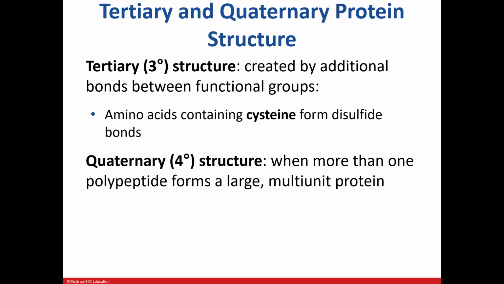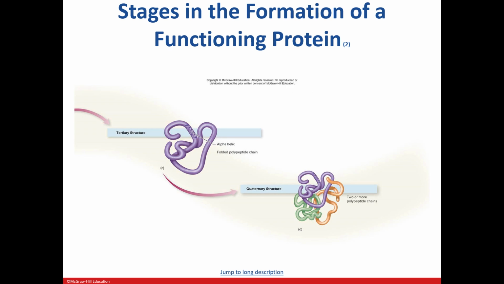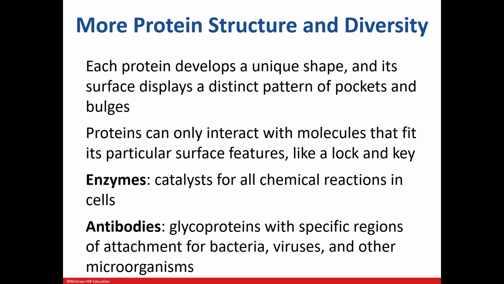In the tertiary structure, we see the formation of more bonds between the functional groups of the amino acids. Your quaternary structure involves multiple polypeptides combining. You can see the differences between the tertiary structure and quaternary structure. Here we can see at least 3 polypeptide chains. Every protein is constructed differently, and they each have their own shapes and can only bind at specific locations, almost like a lock and key.